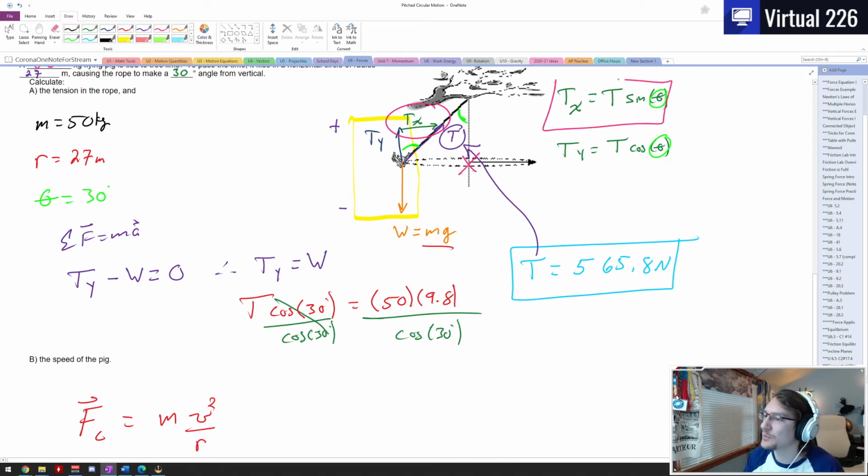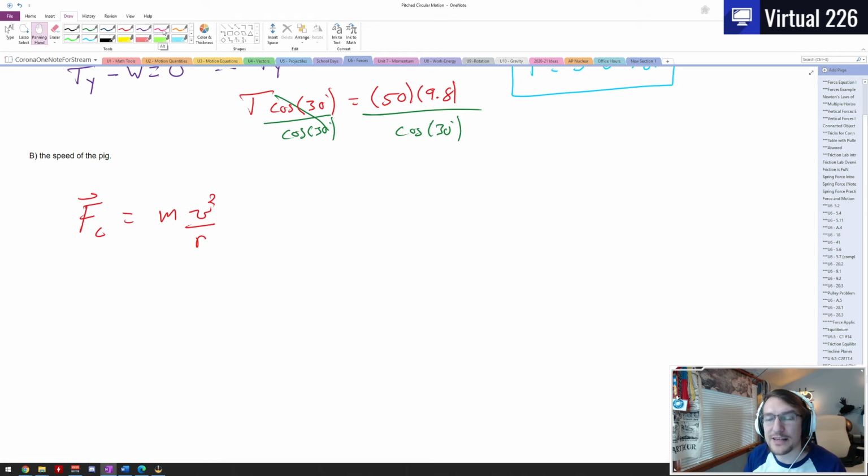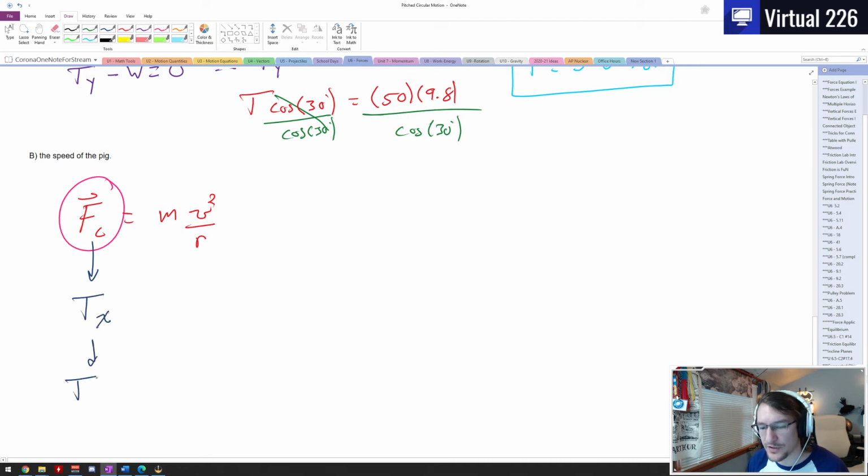And we know Tx equals T multiplied by the sine of theta. So since that's the only inward acting force, that's the only force we need to consider for our centripetal force, and since it is acting towards the center of the circle, we can call it positive. So this is just Tx here, which we know is just T multiplied by the sine of theta, and that has to equal mv squared over r.